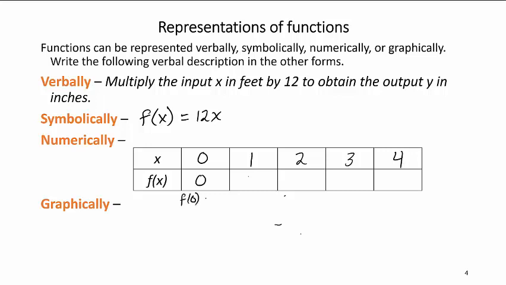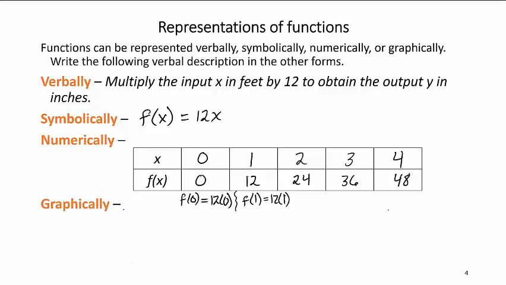Because why? Because f of 0 is equal to 12 times 0, right? And what do we have over here? F of 1 would be equal to 12 times 1, or 12, right? So if we multiply 12 by 2, we get 24. If we multiply 12 by 3, we get 36. If we multiply 12 by 4, we get 48, right? So the inputs here represent number of feet, and the outputs represent the number of inches corresponding to that number of feet.